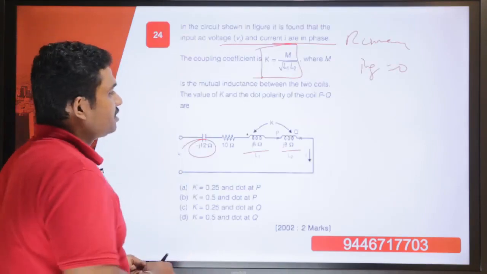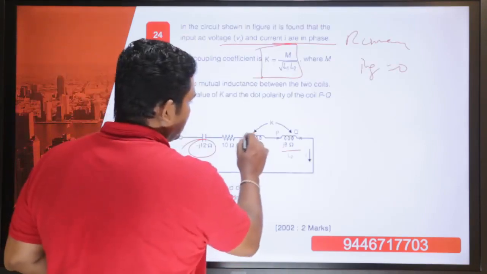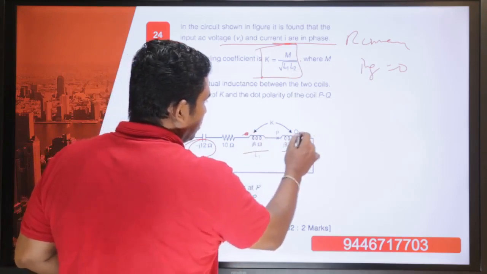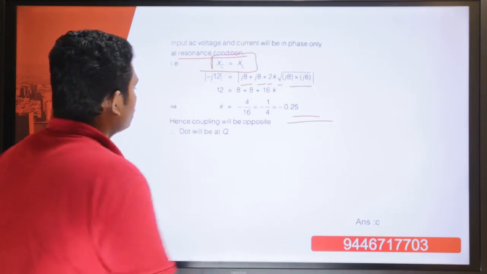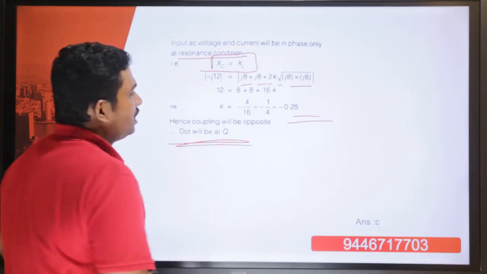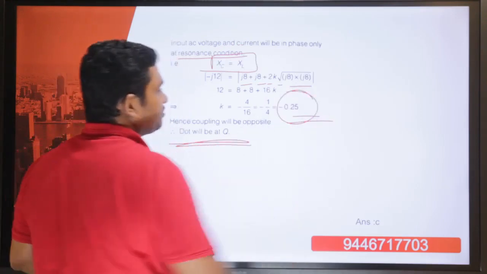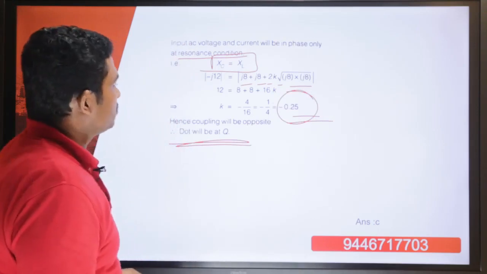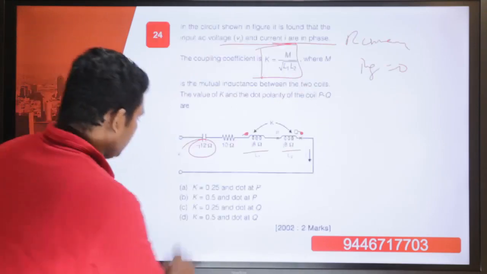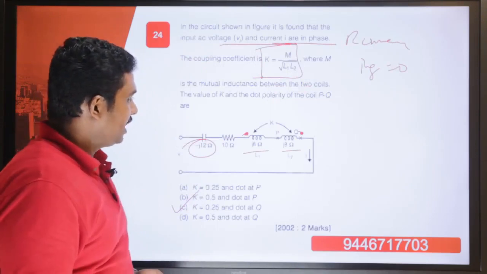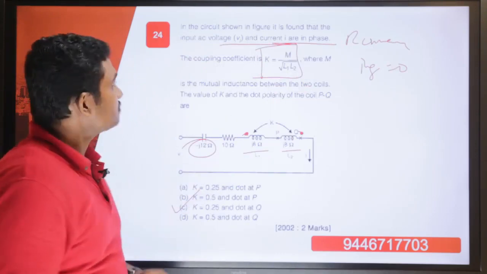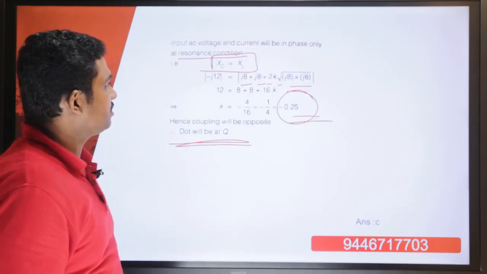Coupling is opposite means if the dot of this is at the starting, then this dot has to be at the ending. So our dot has to be at Q, and the value of K is minus 0.25. So our answer is option C, with K equal to minus 0.25 and dot at Q. So that is the answer for question number 24.